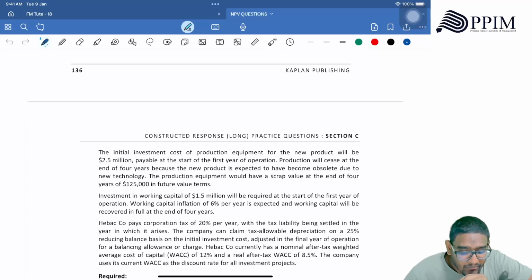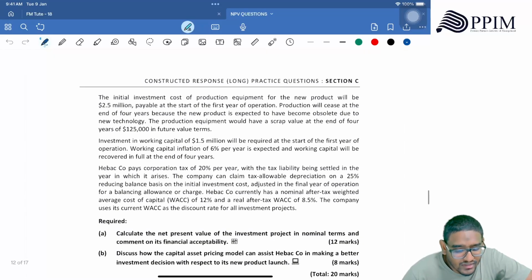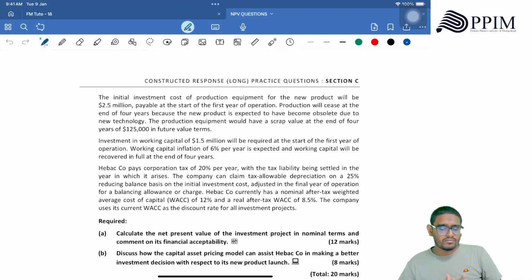The company can claim tax allowable depreciation on a 25% reducing balance basis on the initial investment cost, adjusted in the final year of operation for a balancing allowance or charge. Quebec company currently has nominal after-tax weighted average cost of capital of 12% and a real after-tax WACC of 8.5%. The company uses its current WACC as the discount rate for all investment projects. Calculate the NPV of the investment project in nominal terms and comment on its financial acceptability.